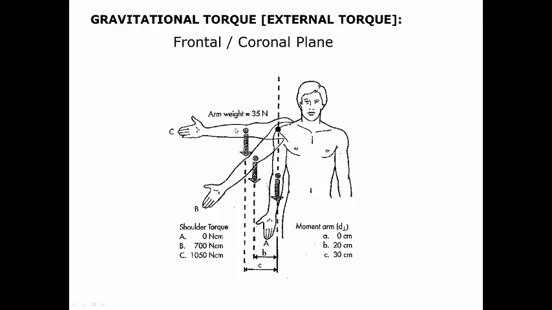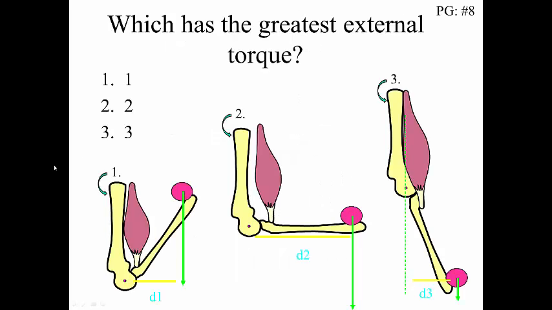So when you're in full abduction, you have a longer moment arm from the center of mass to the joint center. When you're midway, that moment arm is even less. And then when your arm is down by your side, it has, basically in this example, 0 moment arm. So which has the greatest external torque? 1, 2, or 3?